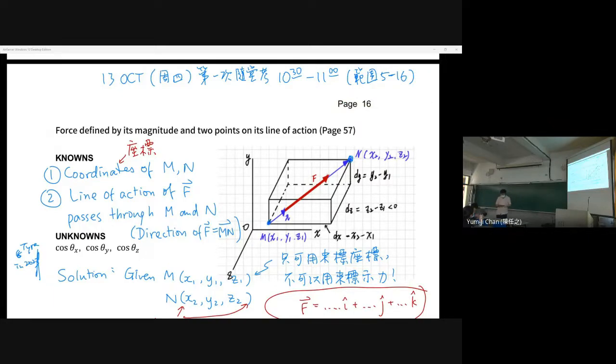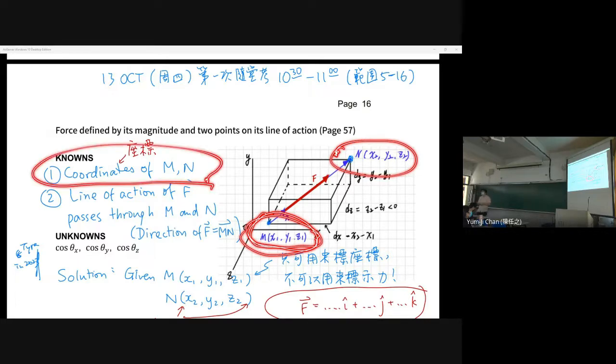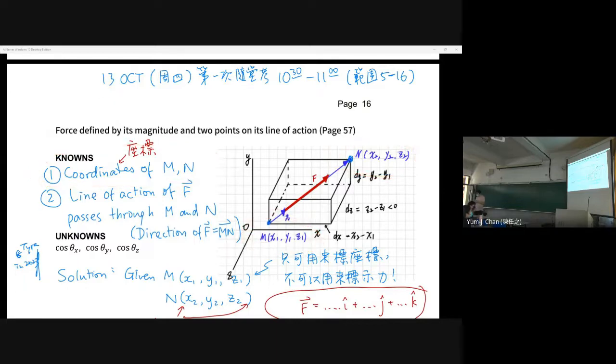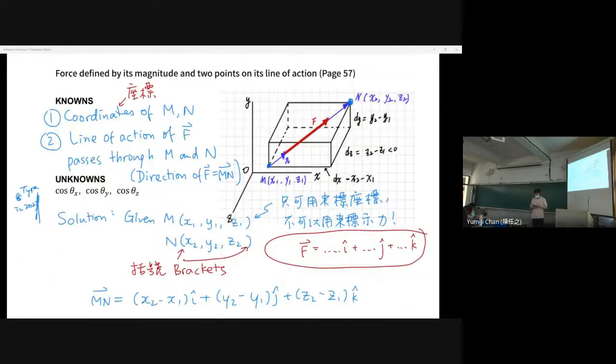Now, as I told you last time, often we have two points M and N, and we know the coordinates of M and N, and we know the line of action of F goes through M and N, which means that the direction of F is equal to the direction of MN. Okay, and so how do we get the vector of F in this case?